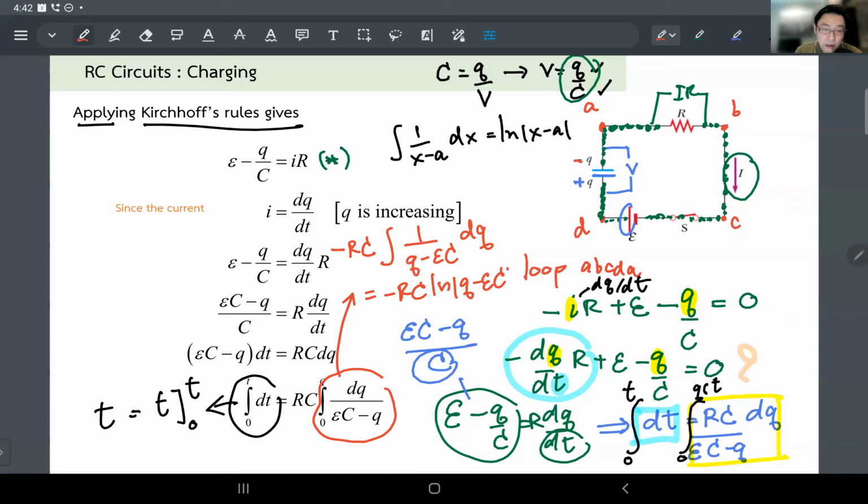Keep going. Hitting the R2 with the I2 going through, because I'm following the current I2. So I'm going toward a lower potential. I'm going downhill. So the change is going to be negative I2 R2. Now I've arrived back at A. Complete the whole loop. This sum must give you 0. This is your third equation.